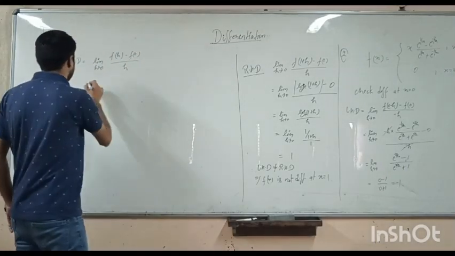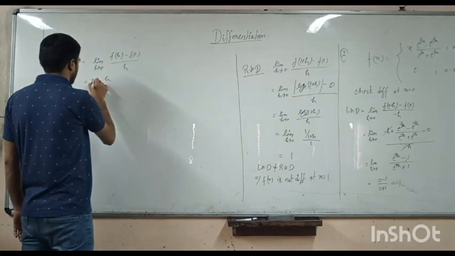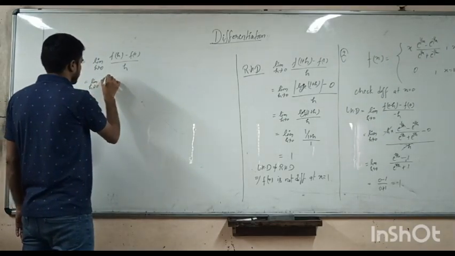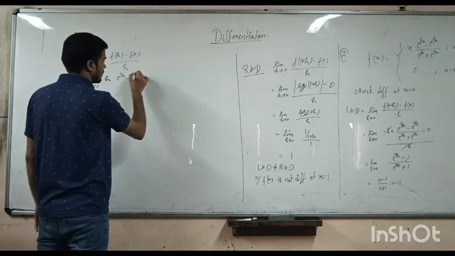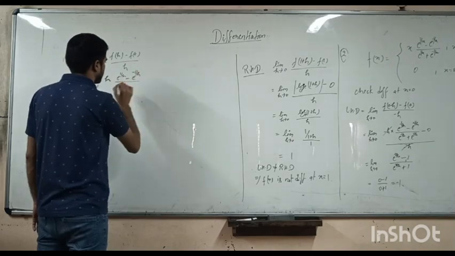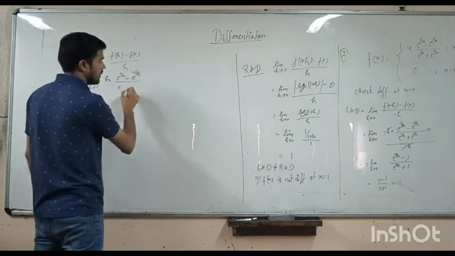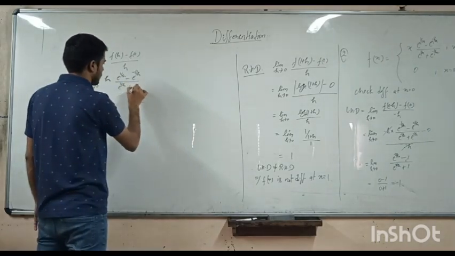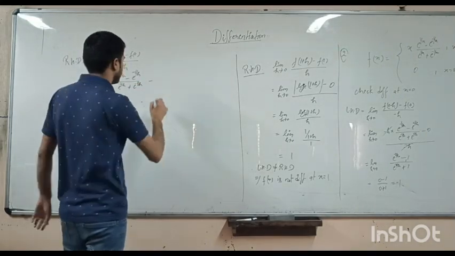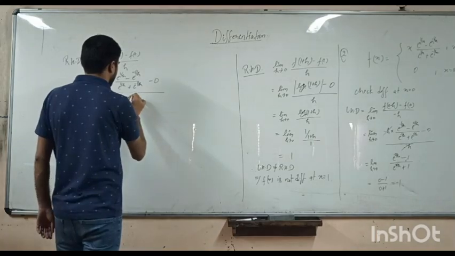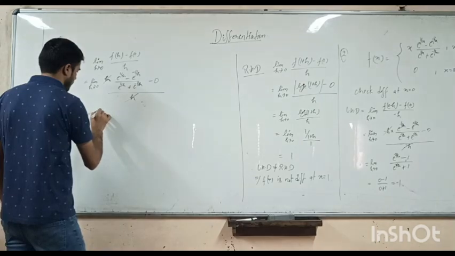Just replace h in the function. It is h, here limit h tends to 0, e to the power 1 by h minus e to the power minus 1 by h divided by e to the power 1 by h plus e to the power minus 1 by h, minus f of 0, which is 0, so we can replace it, divided by h. h will cancel out. Okay, limit h tends to 0.